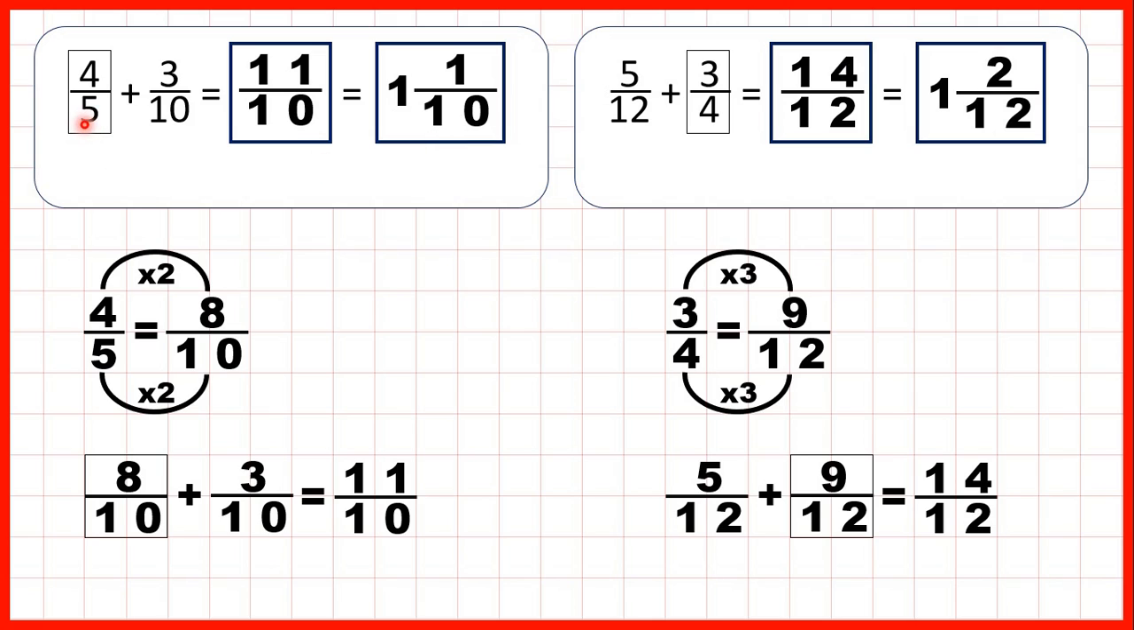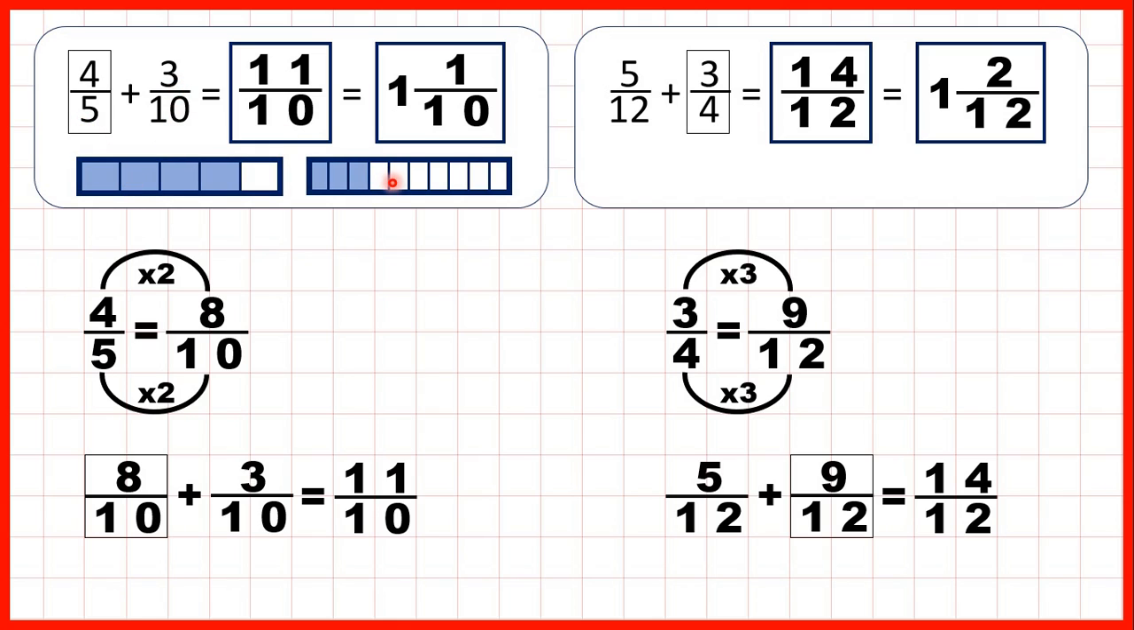So for this first question, we had 4/5 and we were adding 3/10. We changed those 4/5 into 8/10, and when we put them together, we saw that we had 11/10 altogether. But when we changed that back into a mixed number, we got 1 and 1/10.